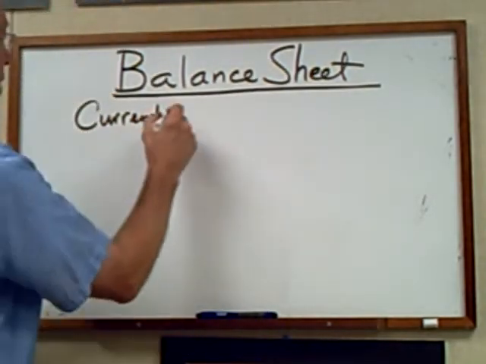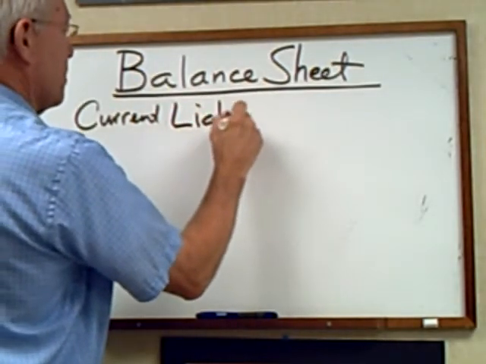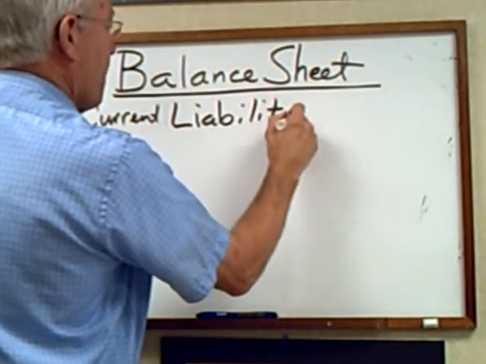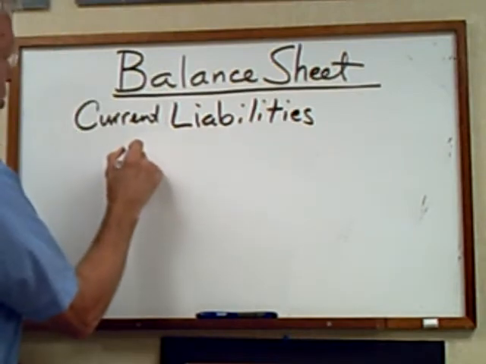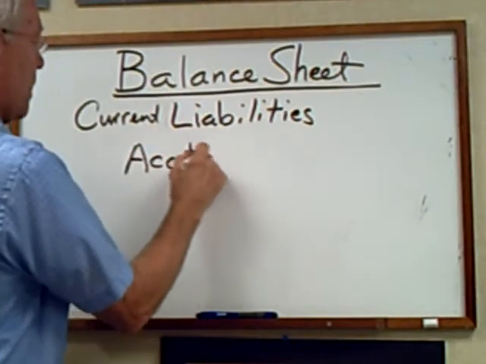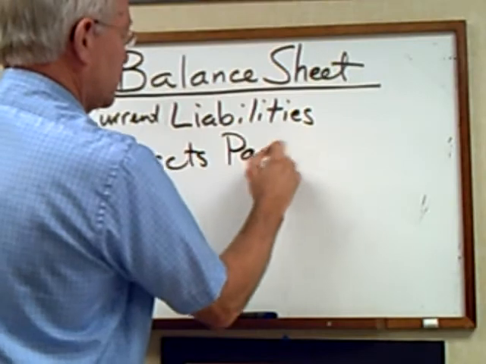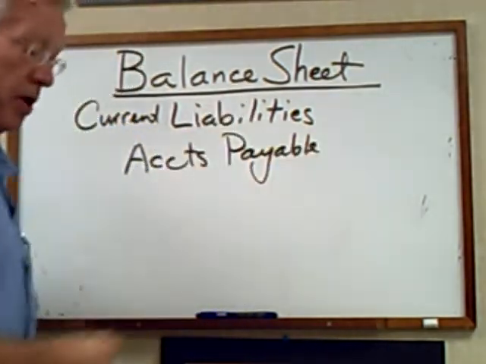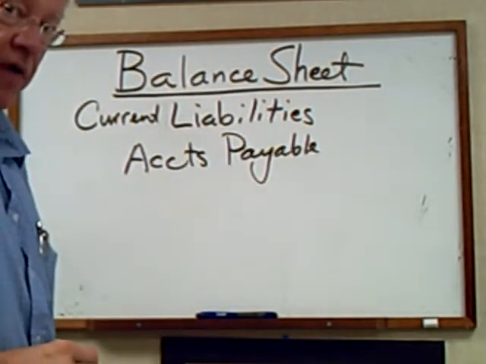On the liability side, we have current liabilities. And those include accounts payable. You got to pay your vendors. You got to pay the people that provide you.